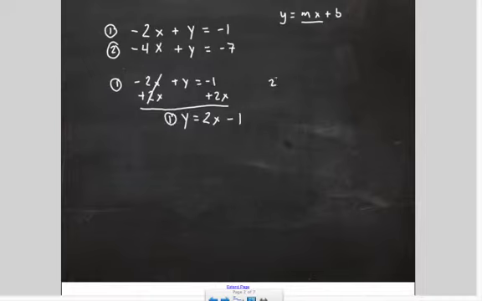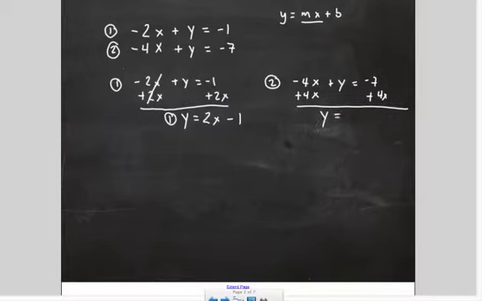Now if I take equation 2, this would give me negative 4x plus y equals negative 7. I'm going to do the same thing. I'm going to get rid of this 4x, and that's going to get this to look like that. That gives me y equals, again, since I want my x to be out front, 4x and then minus 7. Now that's equation 2 again. So there's your system. Now it's y equals mx plus b and y equals mx plus b.